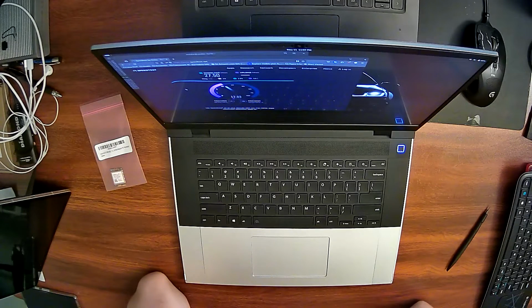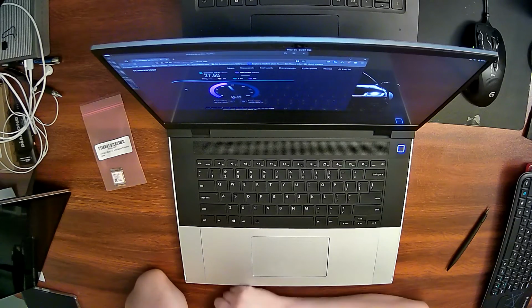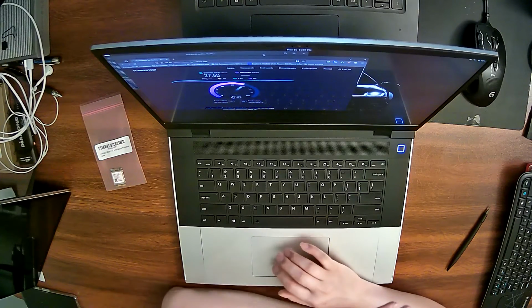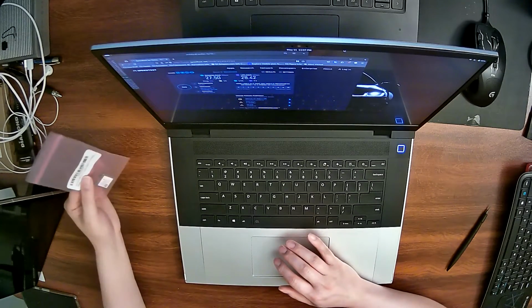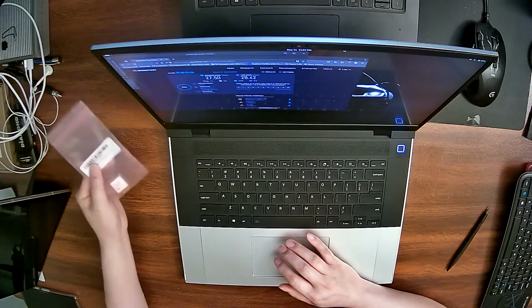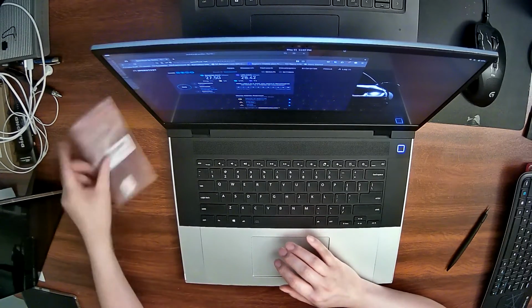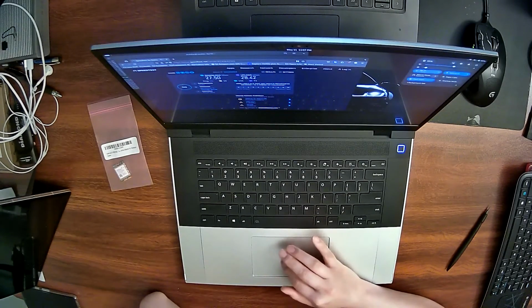See, on the 2.4 gigahertz, I was getting around 50 to 70 with this one. All right.